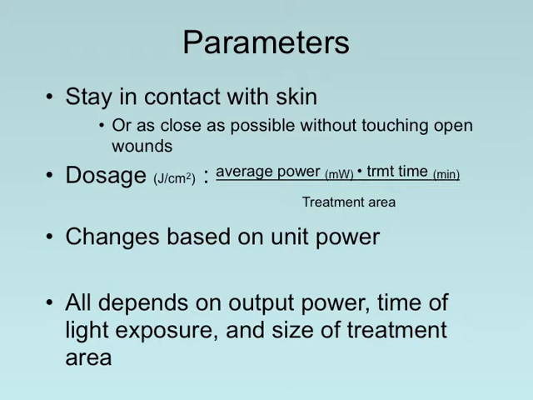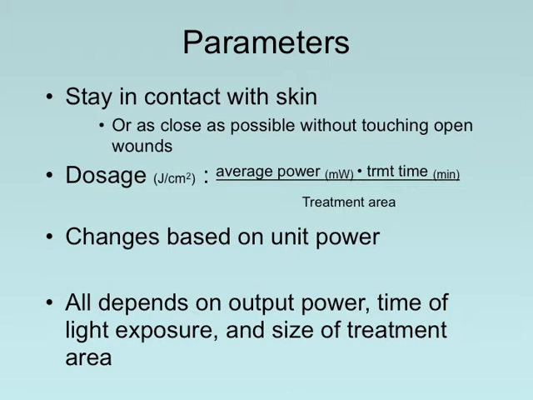If you have to figure this out on your own though, average power is given by the machine. That's a fixed value, it doesn't change, and then you multiply that by the treatment time divided by the treatment area. So really your unknown becomes your time. You're given your average power, which is fixed. Your treatment area, you can put in a size there, and then you solve the equation for treatment time.